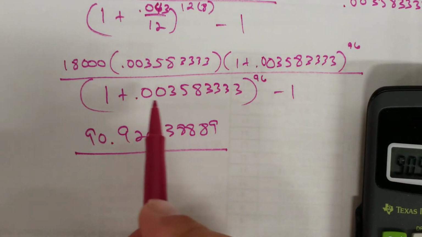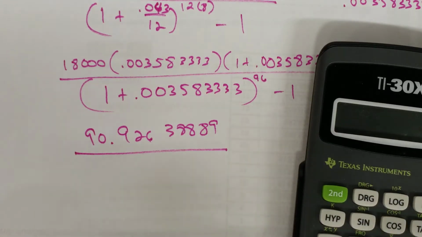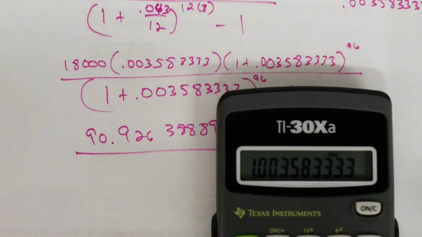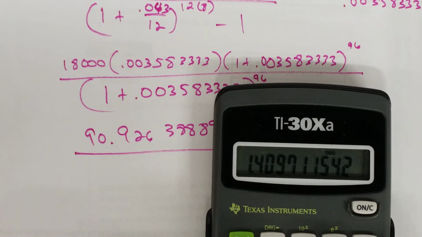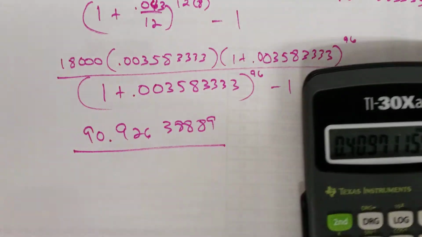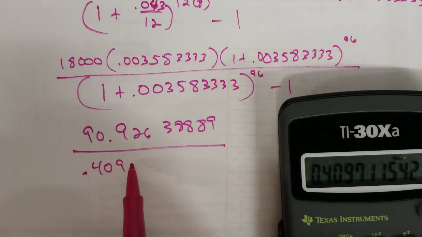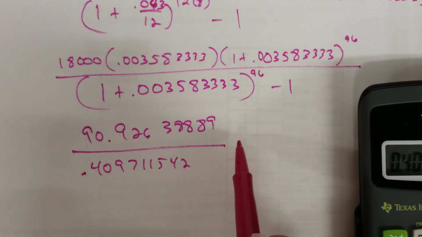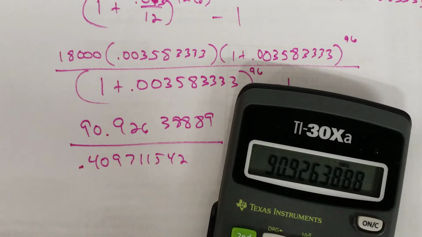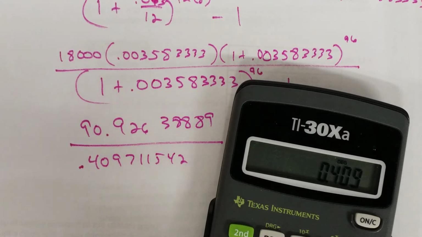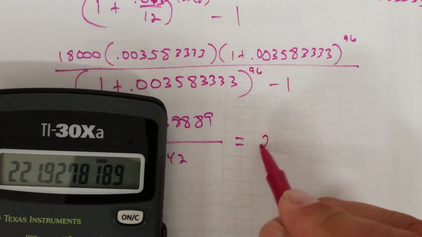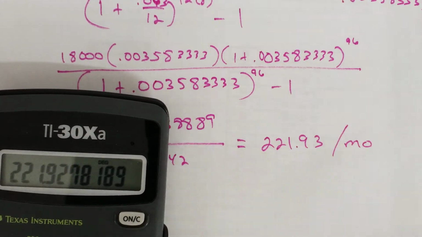Now I've got to figure out the denominator. So I'm going to add these two together and take it to the 96 power. So 1 plus 0.0035833 equals that. Now to the 96 power is equal to that 1.409. And now I'm going to take away 1 from that. So I get 0.409711542. And when I divide these two, this is going to give me my monthly payment. 90.92638889 divided by 0.409711542 is 221.93. This is what they're paying per month.